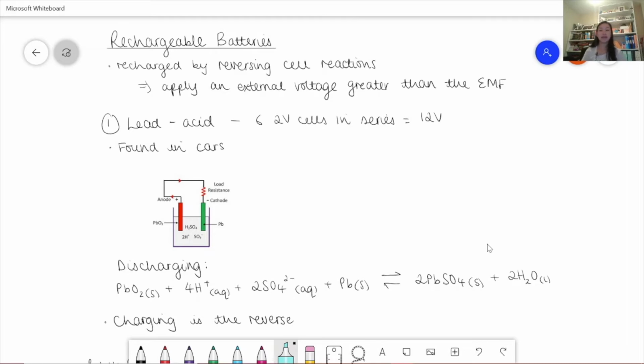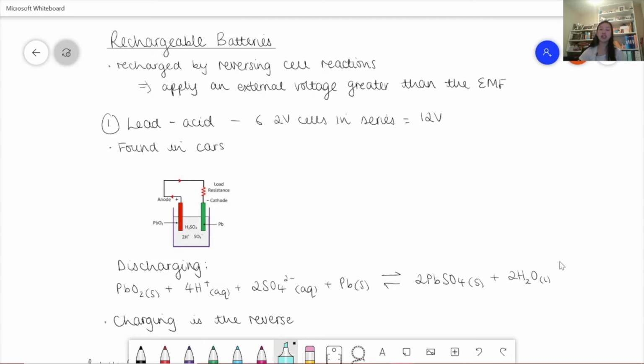So our first example is the lead acid battery, and this is found in motors in cars, and it's basically 6 2-volt cells fixed together in series, so it creates 12 volts. And this is the equation when it's discharging. So when it's being used, this is the equation. So obviously we've already combined the two half equations. And when we're charging it, this equation is reversed.